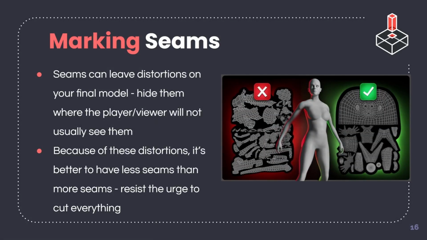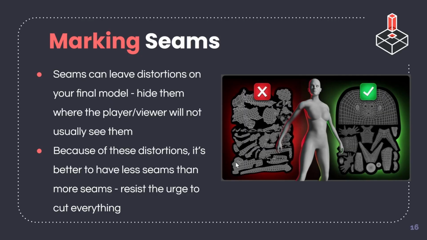Okay, marking seams continued. Like I just talked about, seams can leave distortions on your final model. You want to hide them where the player and viewer will not usually see them. So when it is rendered, you might see unusual edges, and I've seen this in games before, and I bet you have too, where there's a wall and there's just a little bit of a weird line down the wall, or on the floor or edge of an object, there's a weird line. That was a seam that didn't blend properly. You especially see that in older games.